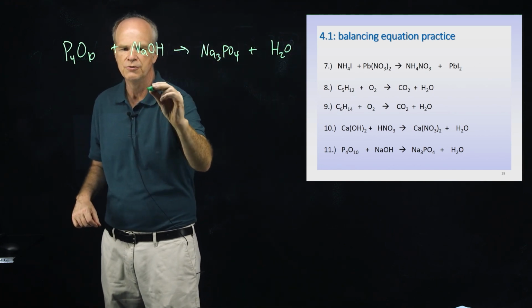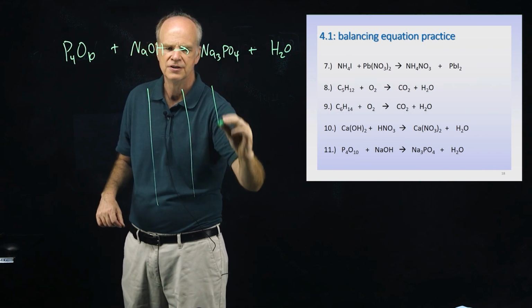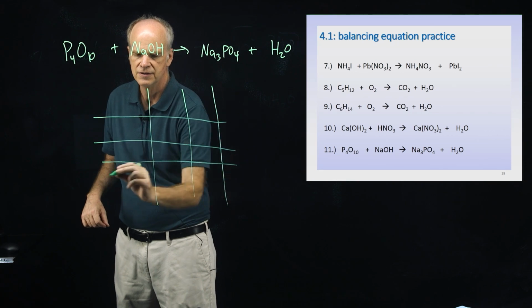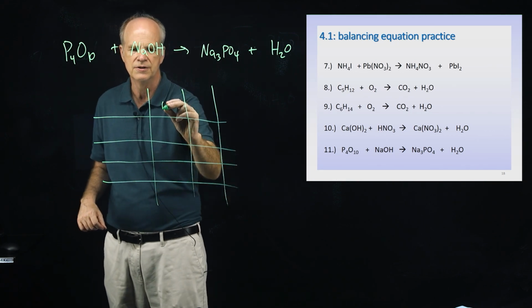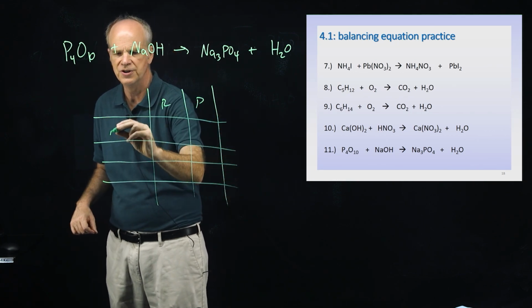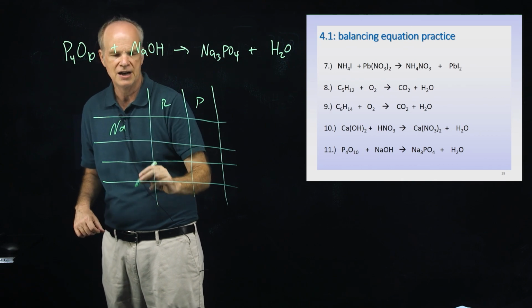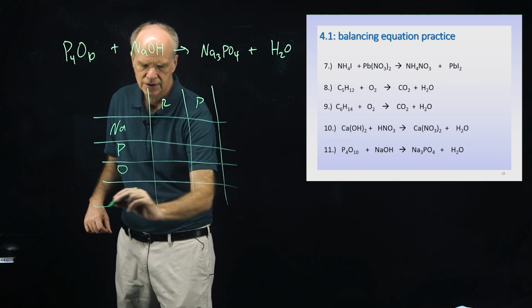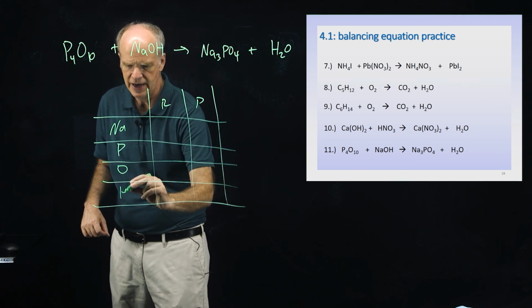Okay, so we will create a chart. Okay, reactants, products. We have sodium as Na. Looks like we have phosphorus, P. And then we also have oxygen. And then we have hydrogen.